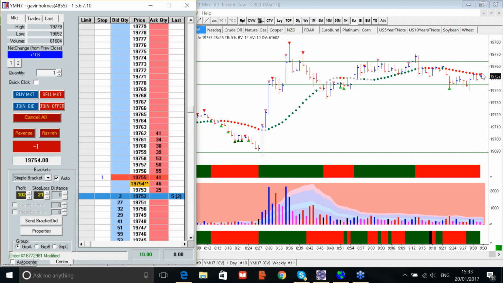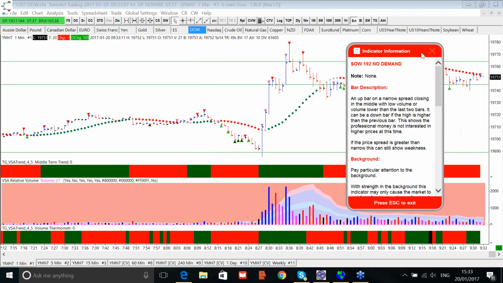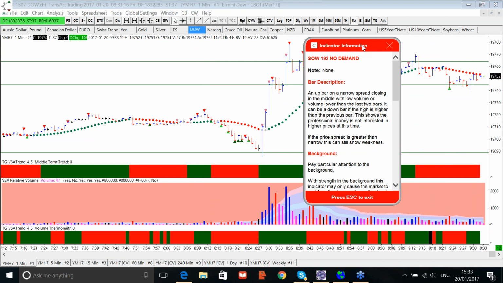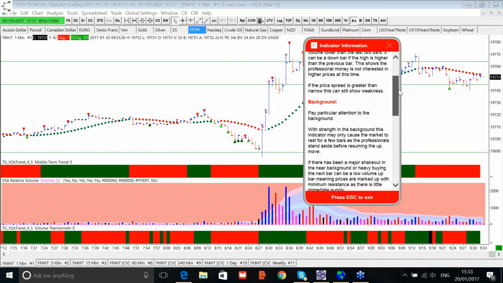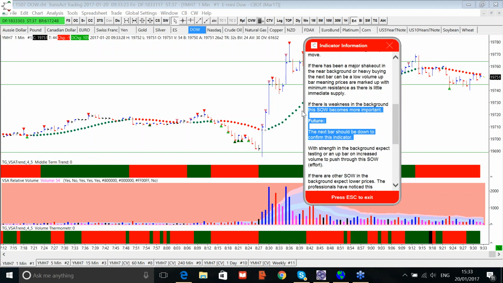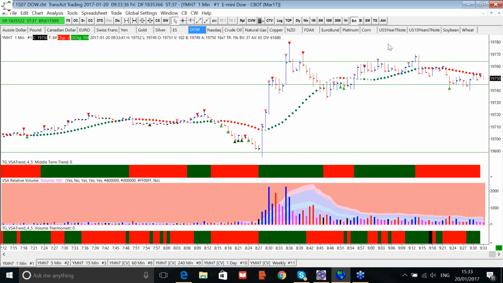Right, we've got a bit of no demand. Now, remember, everything has to be confirmed. This bar needs to close lower to confirm that indicator. It can't close high. If it closes higher, not going to happen. So even though you see no demand, it has to have the next bar closing lower for confirmation. Read the dialog box. It all makes sense. The next bar should be down. What does down mean? Closing below the close of this bar. That's a confirmed indicator at that point, which means that actually this trade could start to develop for us.